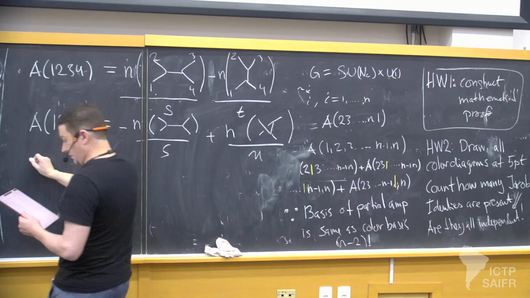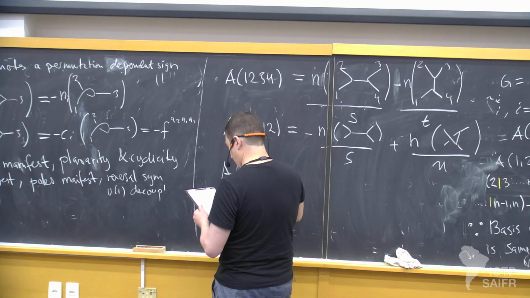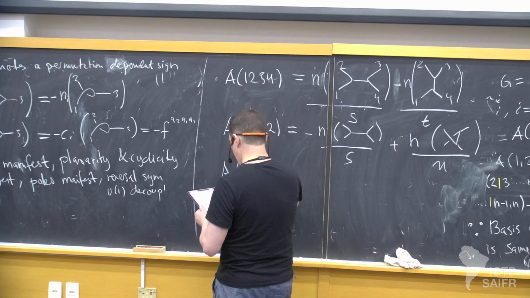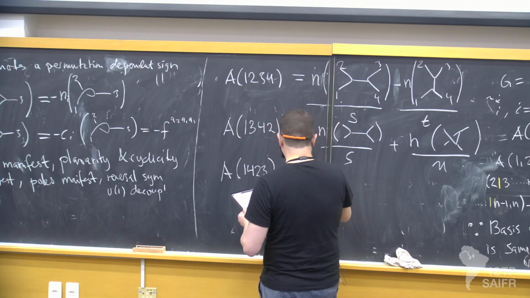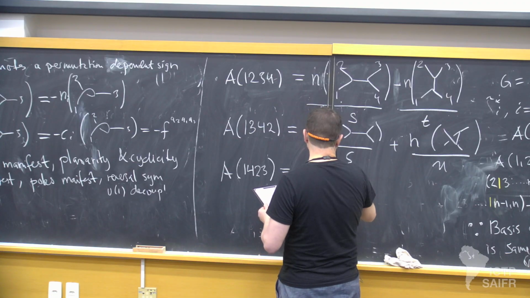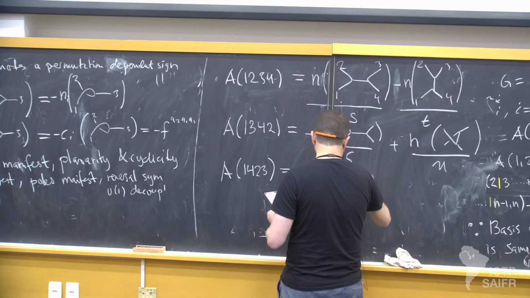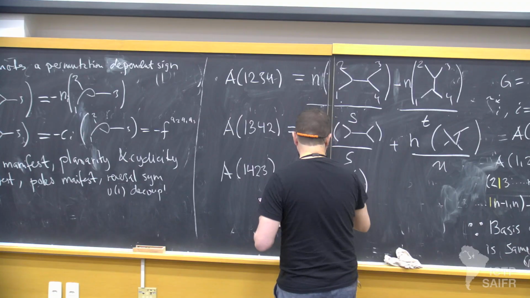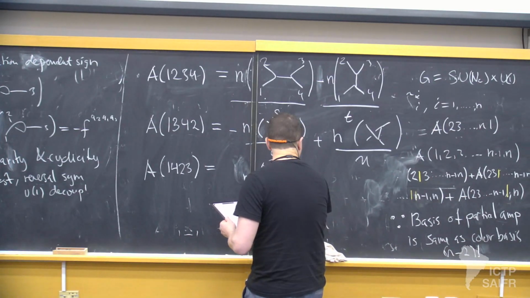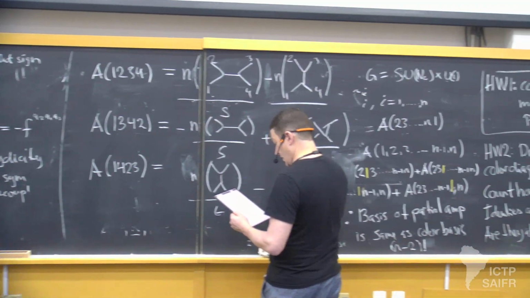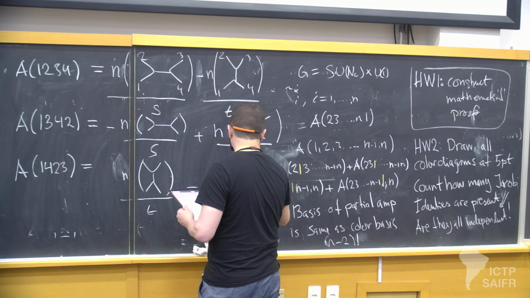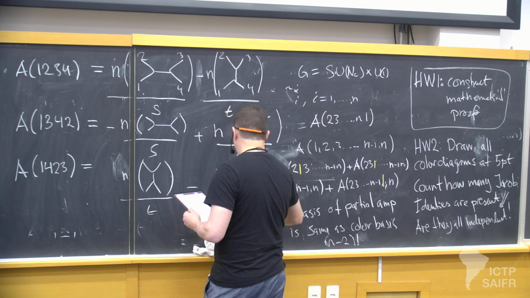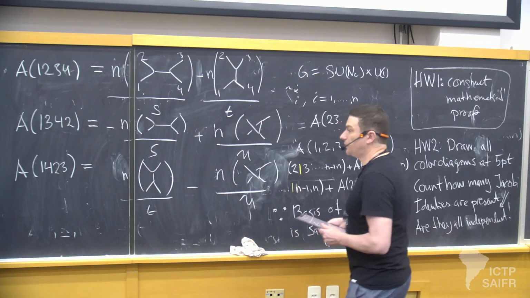Okay, and then finally, there's one more permutation. 1, 4, 2, 3. There are some other permutations you can draw, but they are basically the same, which you convince yourself very easily. So the numerator of this graph over t, and then minus the numerator of this planar, non-planar graph over u. So STU are the Mandelstams.